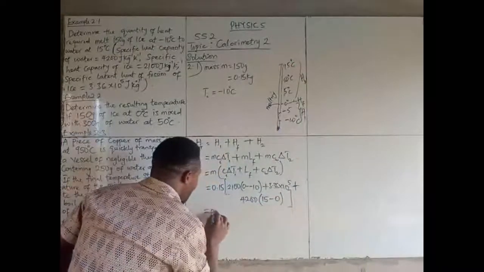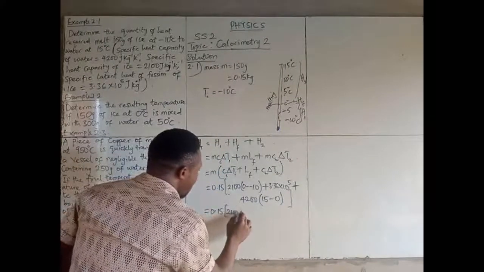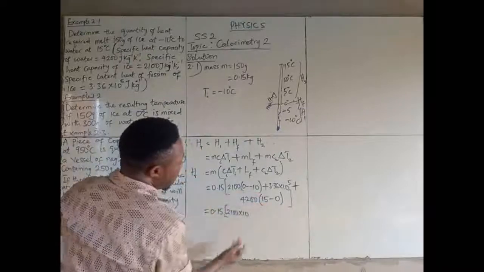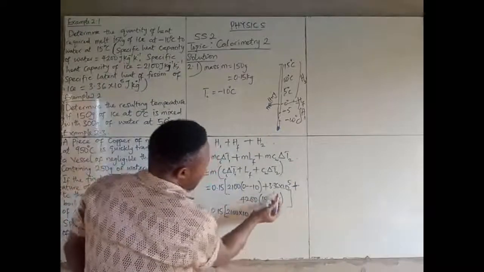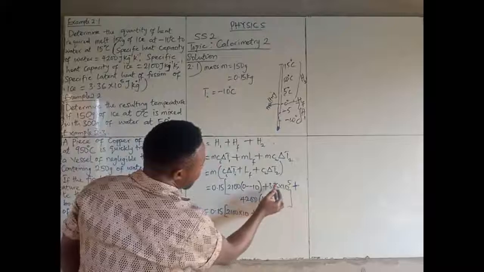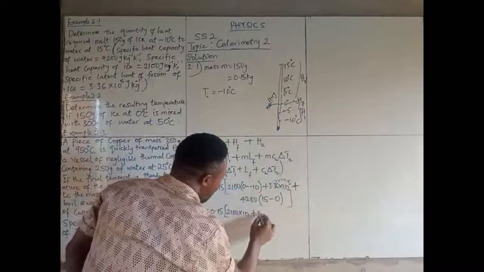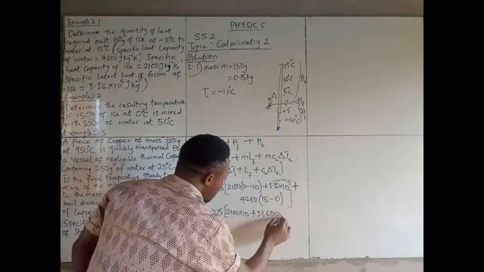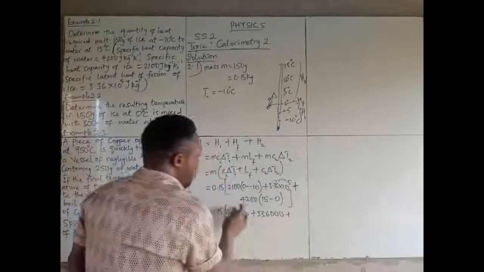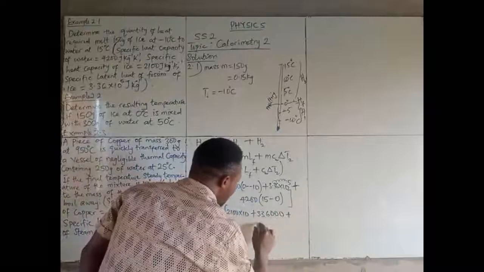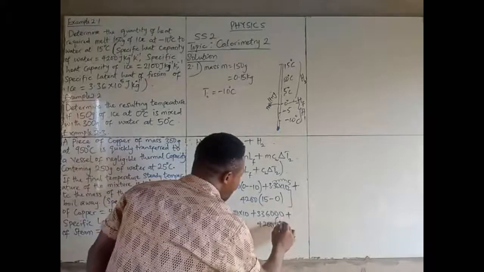We will now have 0.15 into 2100 times 10, since 0 minus minus 10 gives plus 10, plus 10 raised to the power 5 times 3.36, which means shifting the decimal point 5 times, and that is 336000. Plus 4200 into 15 minus 0, which gives us 15.